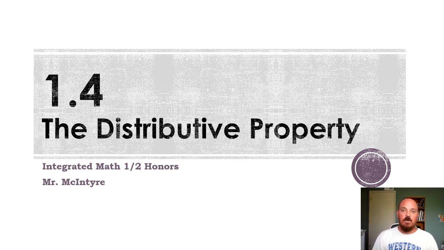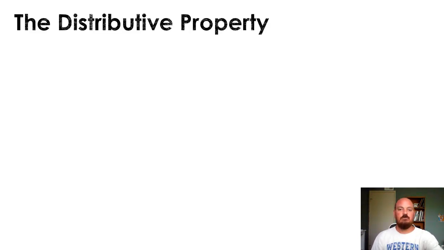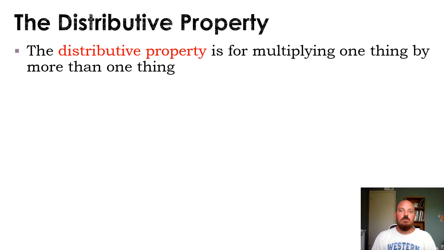This is Module 1, Section 4 on the distributive property. So the distributive property is one that I think you guys know, but we're going to review it anyway, so we're going to talk about some different uses for it. The main thing for the distributive property, it's for when you want to multiply one thing by more than one thing.